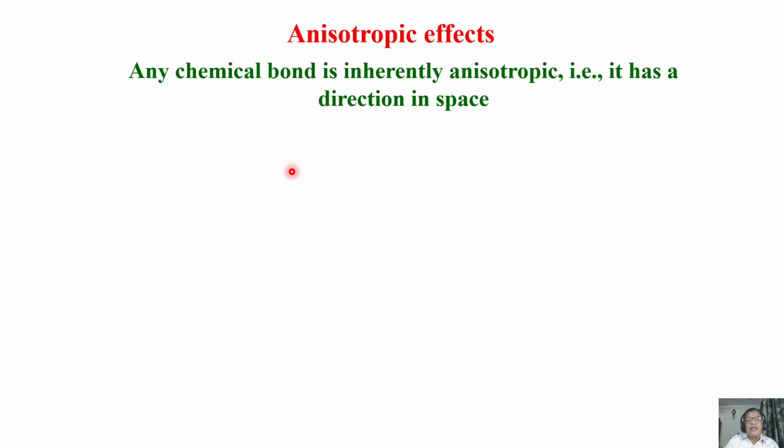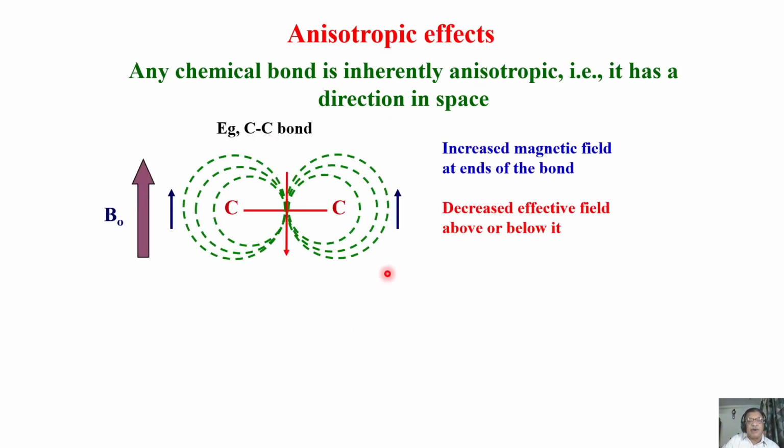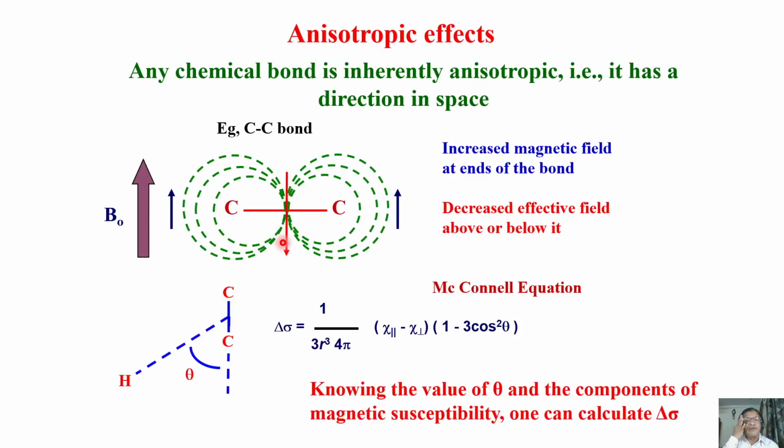Okay, so in the anisotropic effect, you can learn all about what happens to the anisotropic effect of a chemical bond. Remember, any chemical bond is inherently anisotropic. It has a direction in space. Look at the chemical bond here. What is happening if you take the chemical bond? There is an increase in magnetic field at the ends of the bond than at the center, above and below this bond. This is a well-known concept of anisotropy of chemical bond. All of you know that.